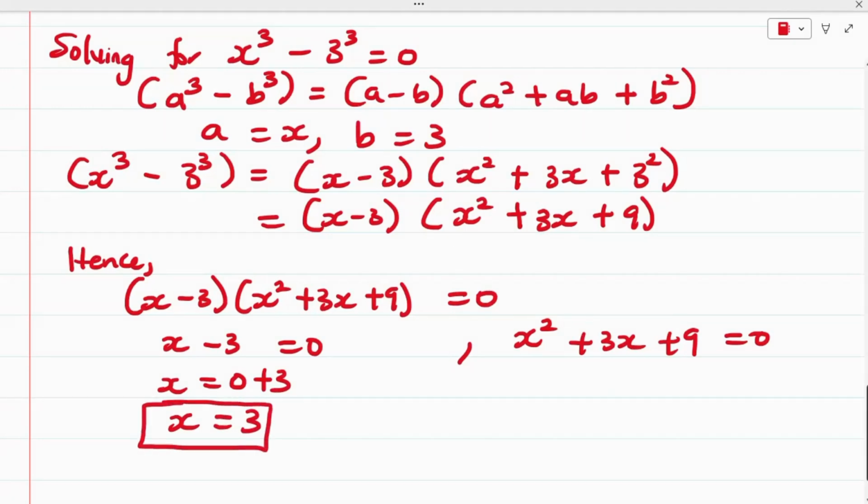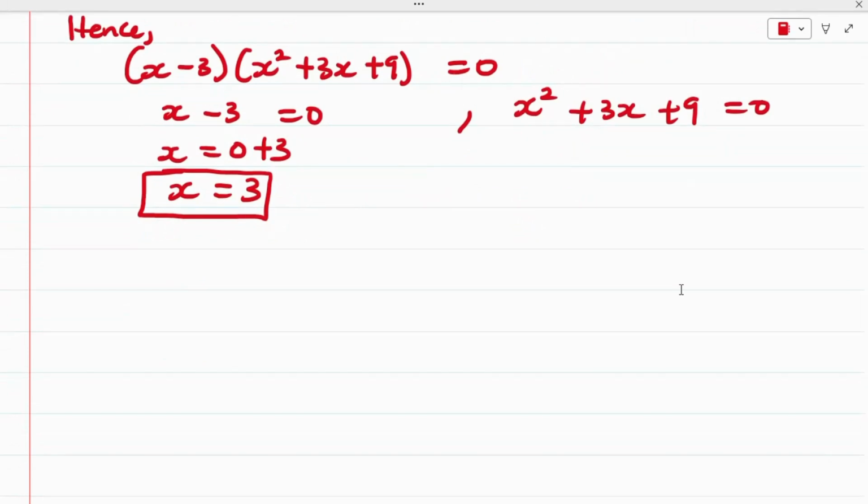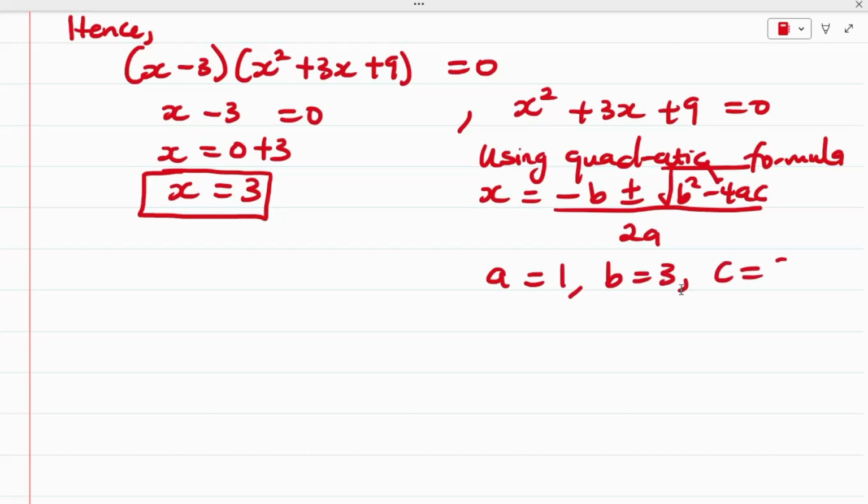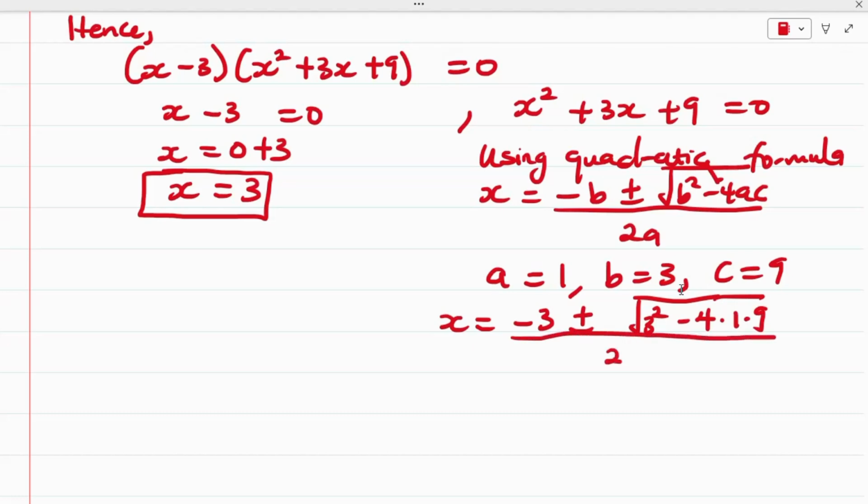So let's simply solve for the other equation. So we're going to solve using the quadratic formula. We're going to apply the quadratic formula right here. So applying the quadratic formula, we have x is equal to minus b plus or minus the square root of b squared minus 4ac, all over 2a, and we have a equal to 1, b is equal to 3, and c is equal to 9. So we have x is equal to minus 3 plus or minus the square root of 3 squared minus 4 multiplied by 1 multiplied by 9, divided by 2 multiplied by 1.